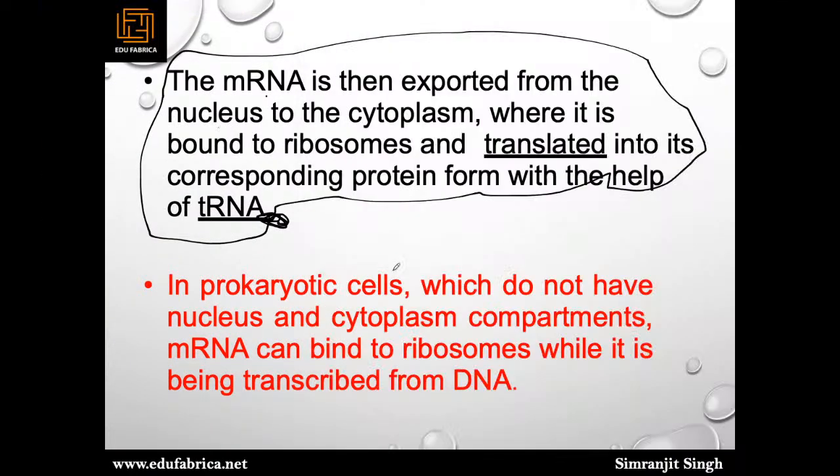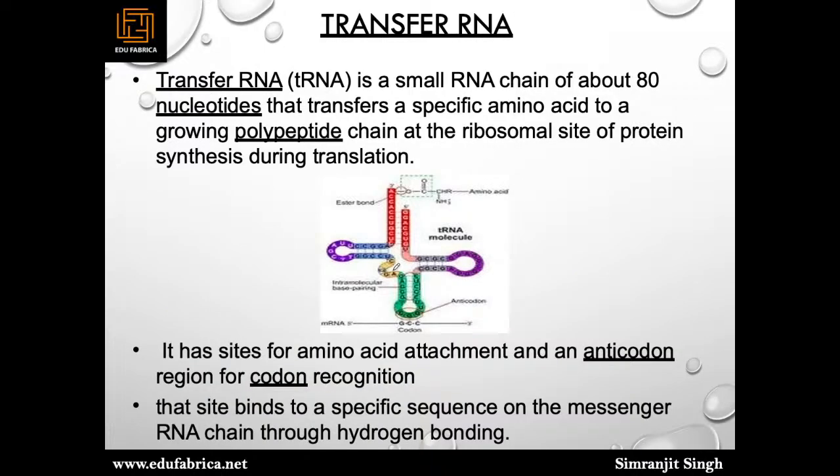So my point is clear now. What I want to say is how your messenger RNA and DNA play a big role in the central dogma in order to produce your protein, the polypeptide chains of amino acids. Whereas in prokaryotic cells, which do not have nucleus and cytoplasm compartments, mRNA can bind to ribosomes directly as it is transcribed from the DNA. So it's a different concept in prokaryotes.